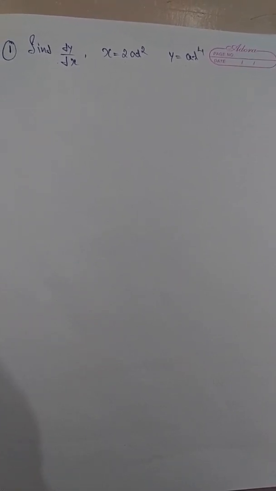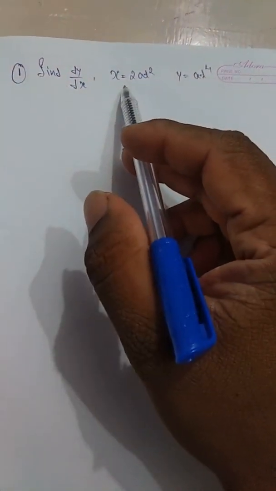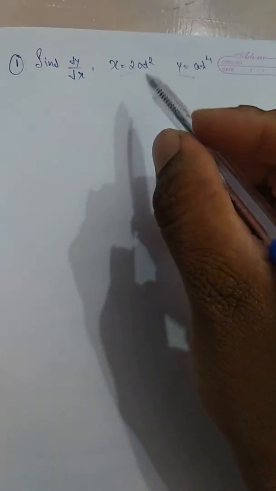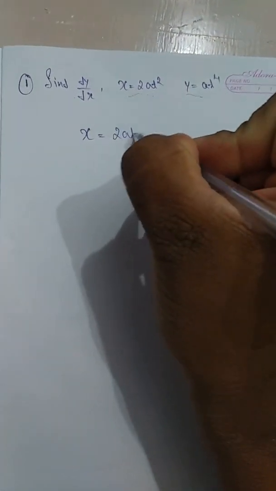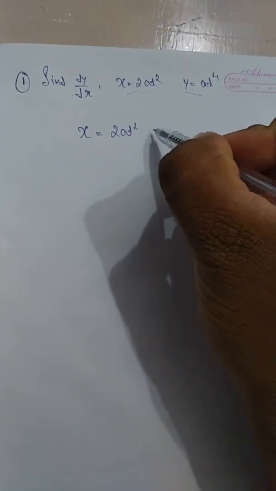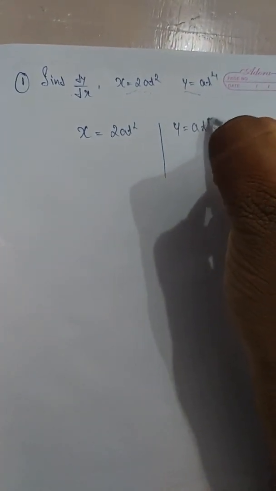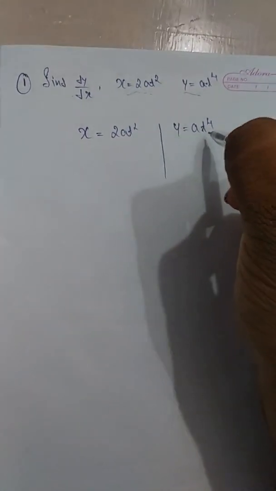Students, now we'll discuss the first problem on parametric differentiation. Here, the parametric function is in the form of t. Let me write this function. x is equal to 2at square and y is equal to at to the power of 4. So this is a parametric function in the form of t.